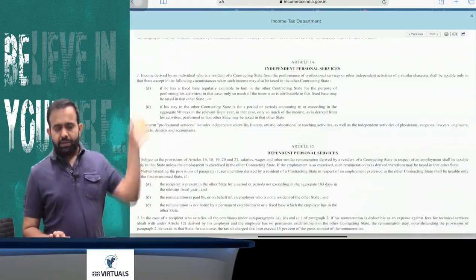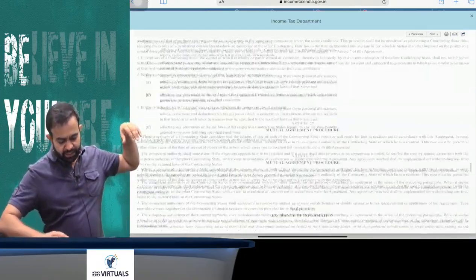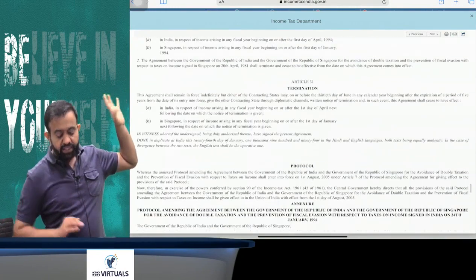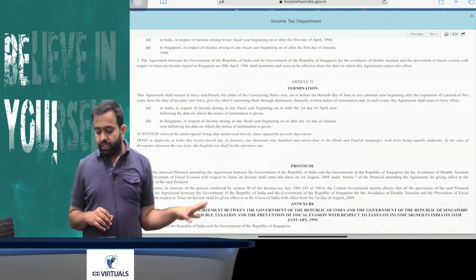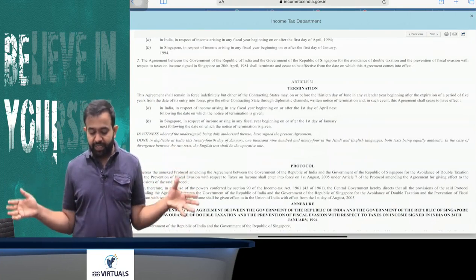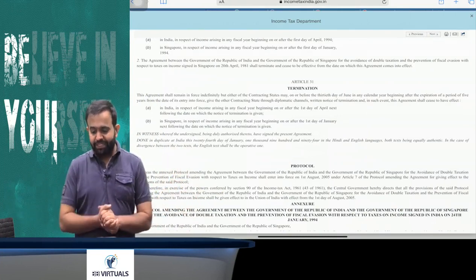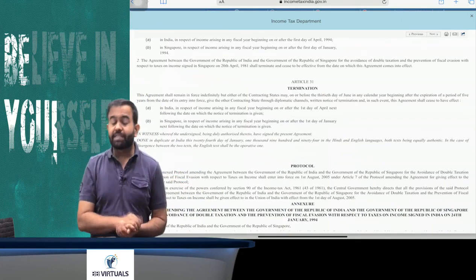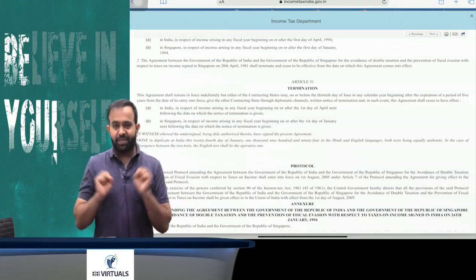Now guys, there are approximately 31 articles in the India-Singapore agreement. There are total 31 articles, going till termination, that is how this agreement will be terminated and all. You got my point or not? Yes. So that is your example of one model, an example of one real agreement.